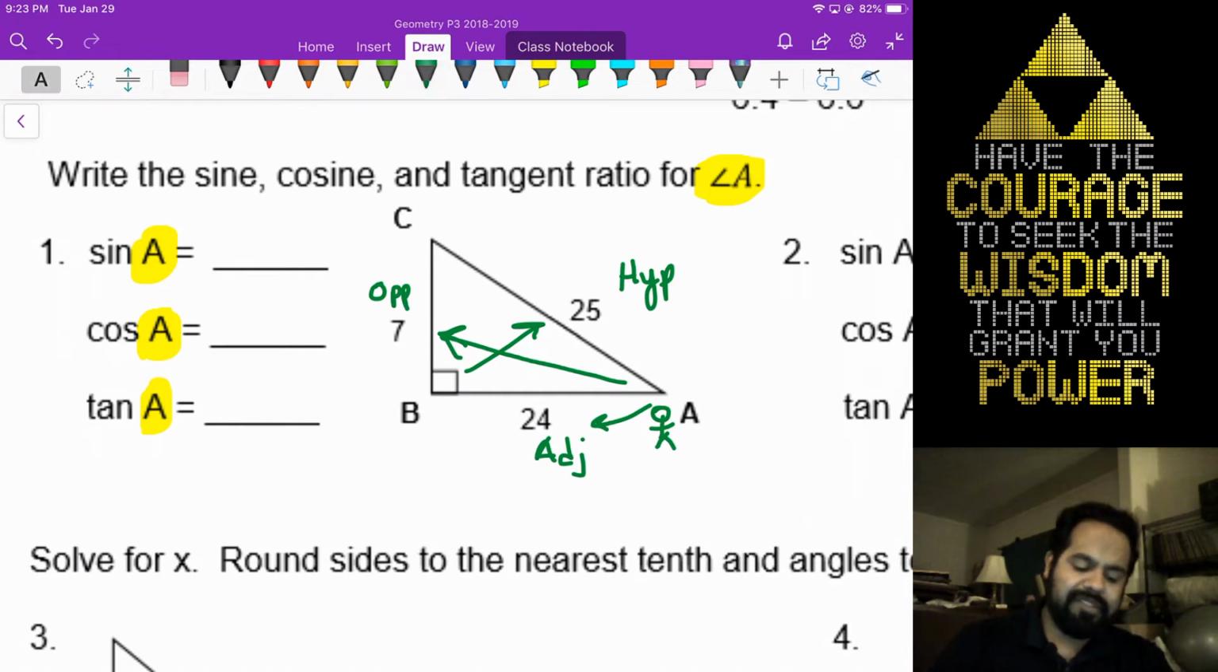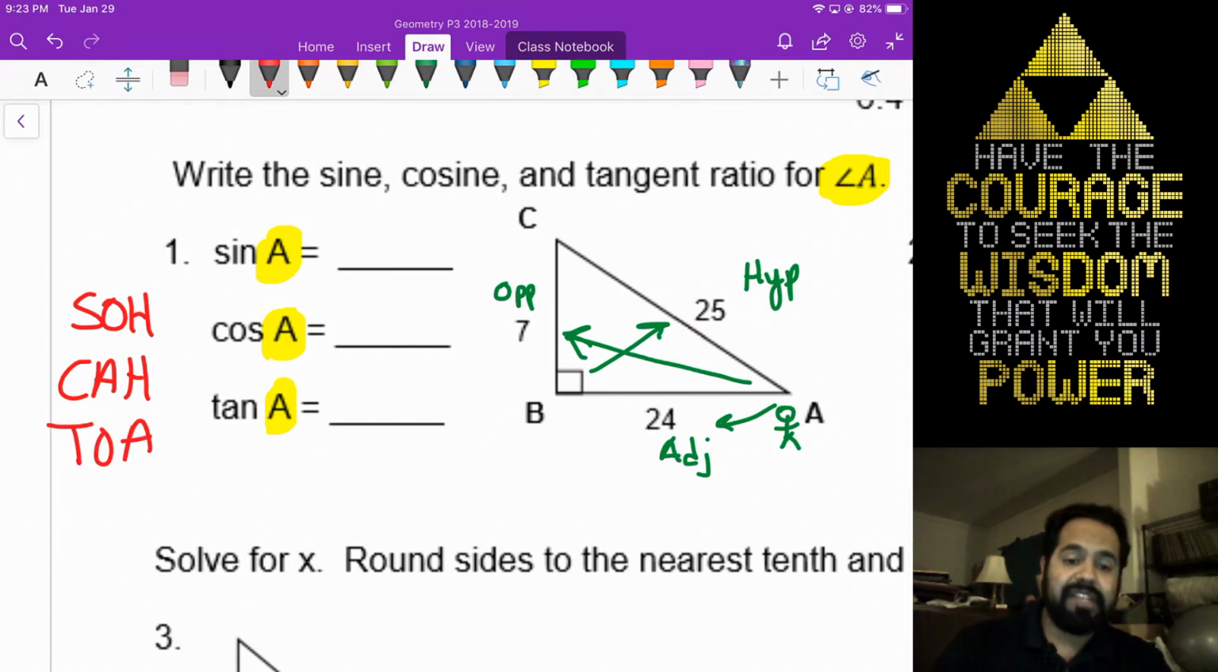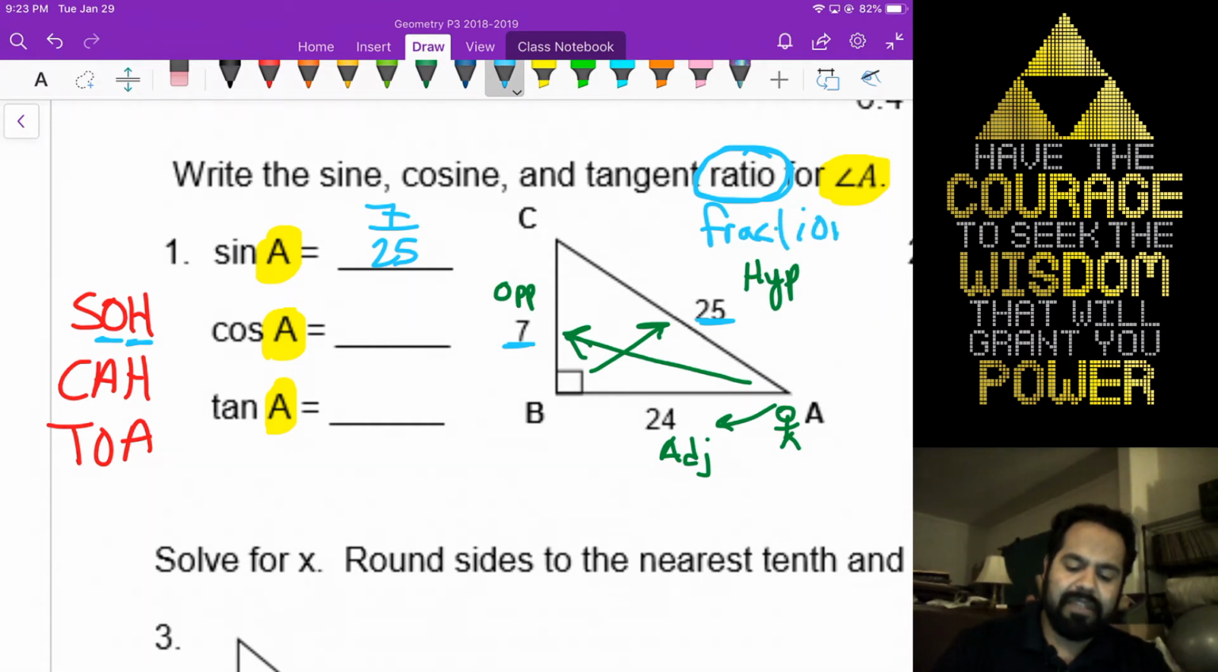So if we recall, sine, and again, you can write this all over your paper, I don't care, SOHCAHTOA. So sine is our opposite over the hypotenuse. So that means I'm going to take my 7 and divide it by 25. And that's it. It says write the ratio. A ratio is a fraction. That's literally all you have to do.